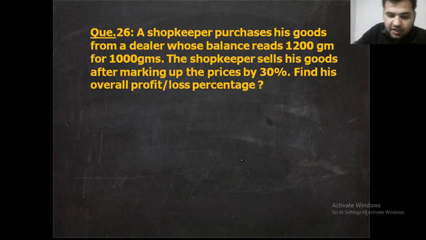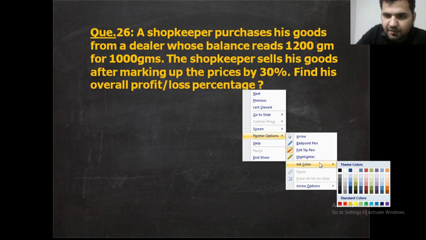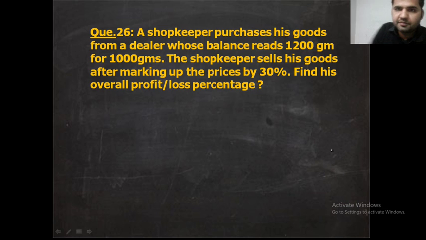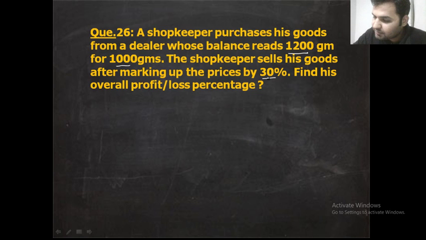Come on guys, what will be the answer of this question? A shopkeeper purchases his goods from a dealer whose balance reads 1200 gram for 1000 grams. And the shopkeeper sells his goods after marking up the prices by 30%. Find his overall profit or loss percentage. What will be the answer? Yes, good evening Ajaypal. Okay, so I have given the answer as 8.33% profit. We'll discuss this question in a minute. Let other students also reply.